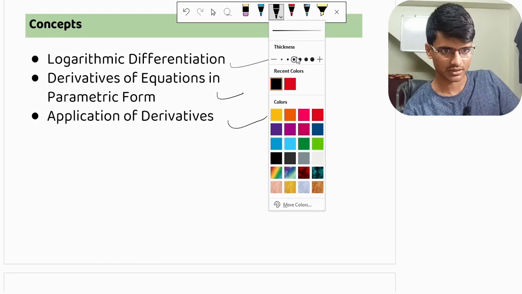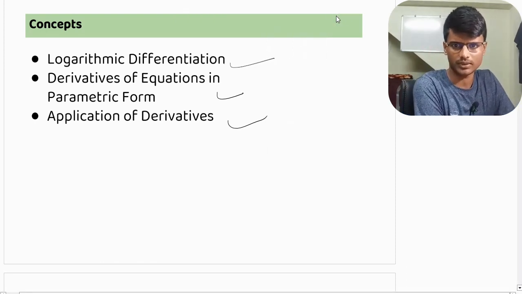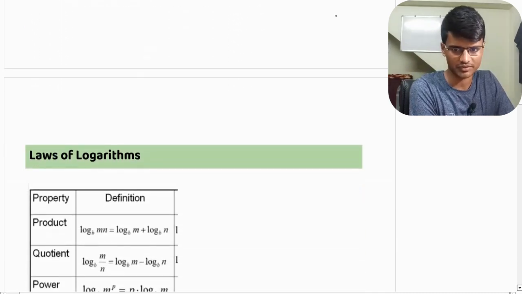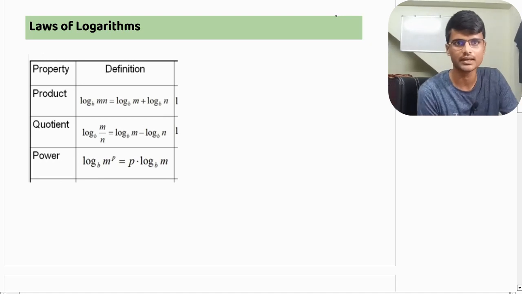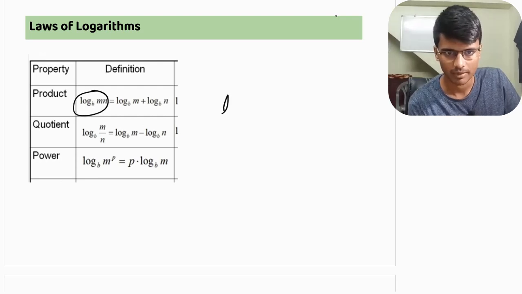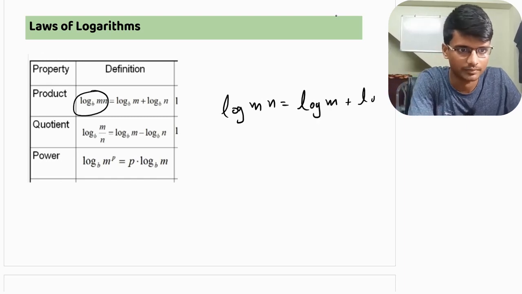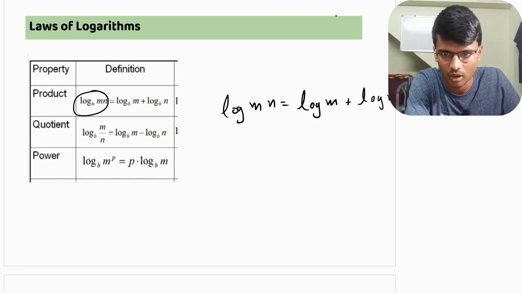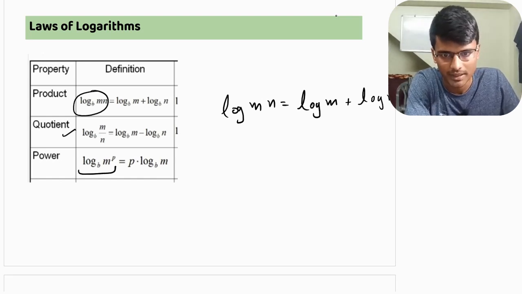Let me just increase the thickness. Okay, so let's start. Logarithmic differentiation. Before we start logarithmic differentiation, you need to know some basic laws of logarithm. Log mn is nothing but log m plus log n. Similarly, log m by n is log m minus log n. Log m power p is p log m.